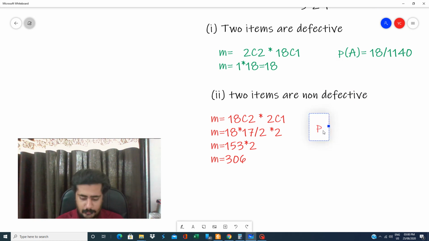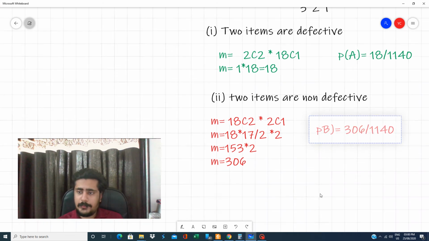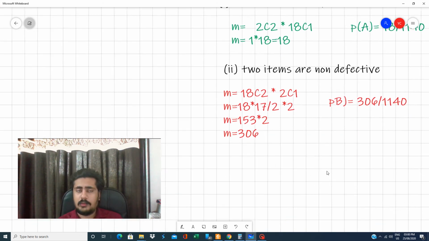So your probability, you have to write that sentence which I am writing in all the questions: let B be the event that two are non-defective, or defective, whatever the question asks you. So if two are non-defective, P of B is equal to 306 upon 1140.